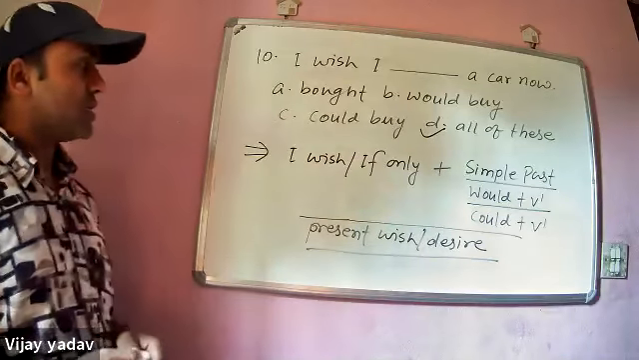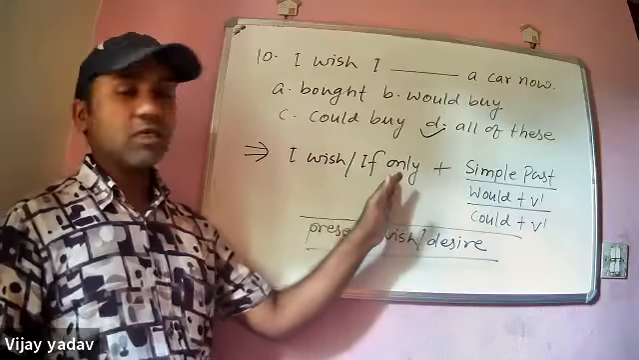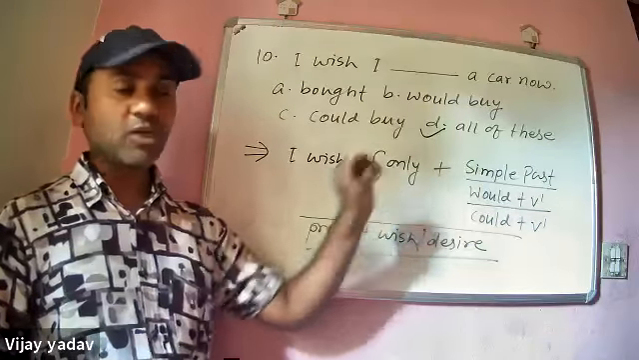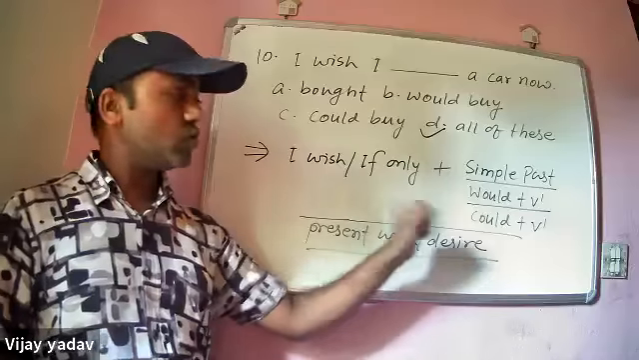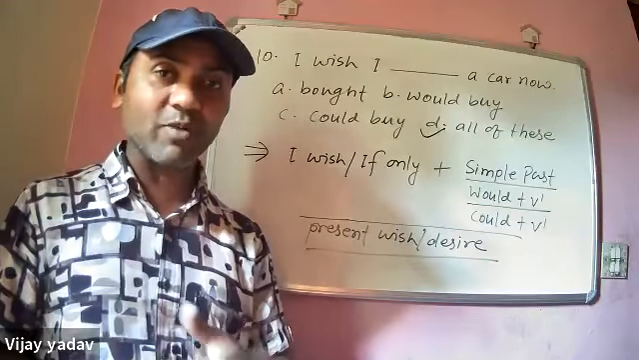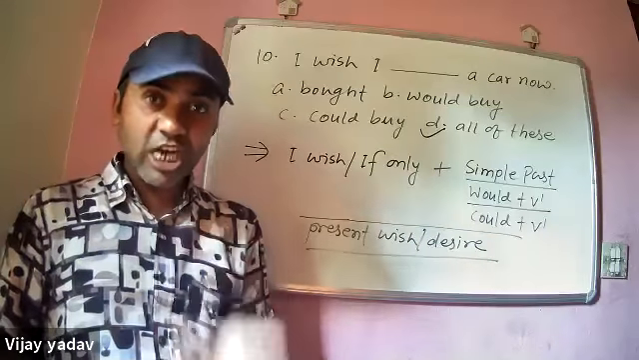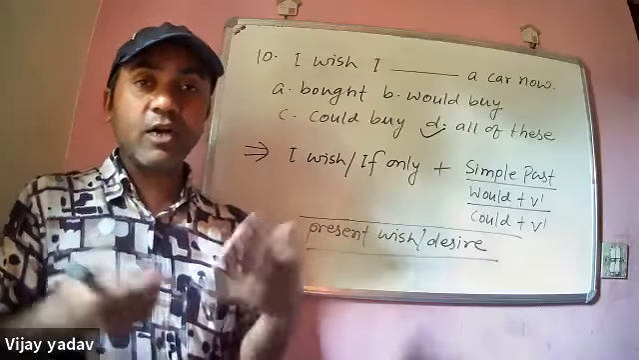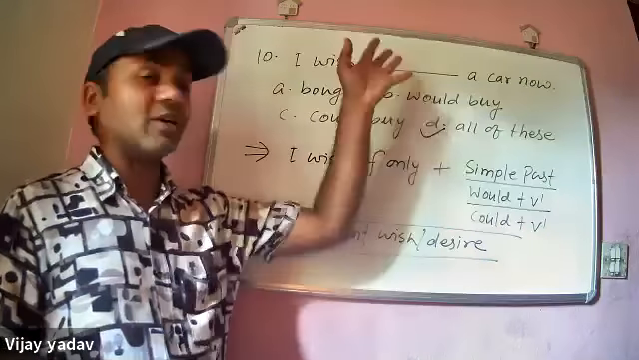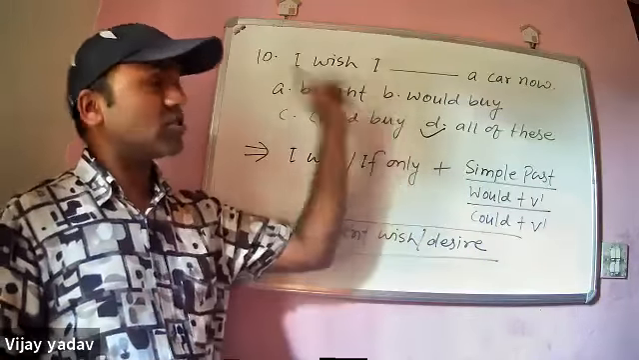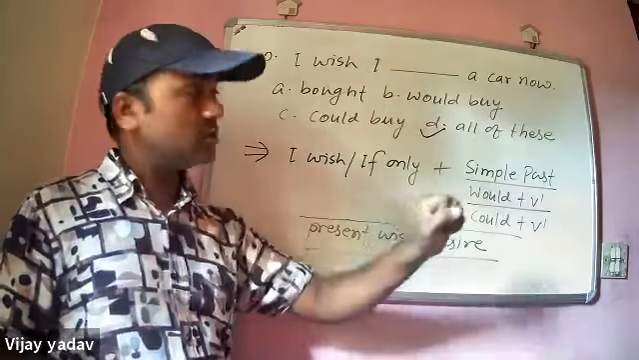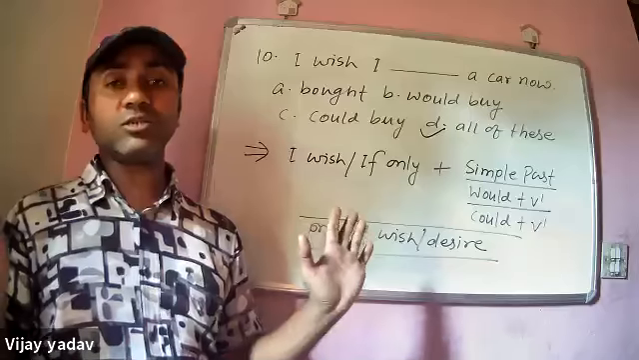So I wish, or if only. After I wish or if only, we use simple past also, would plus V1 also, could plus V1 also. And by this structure, we can express our present wish, present desire. Whatever desire you have, present wish, you can express by using this structure. So simple past also correct, would plus V1 also correct, could plus V1 also correct. So that's why the option is all of these.